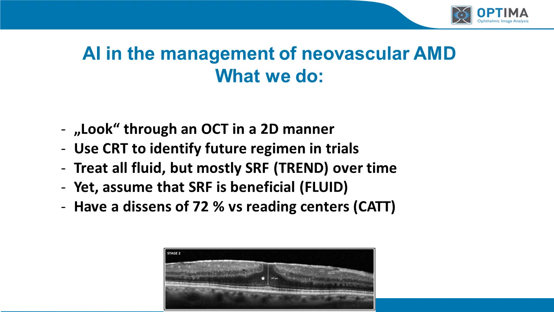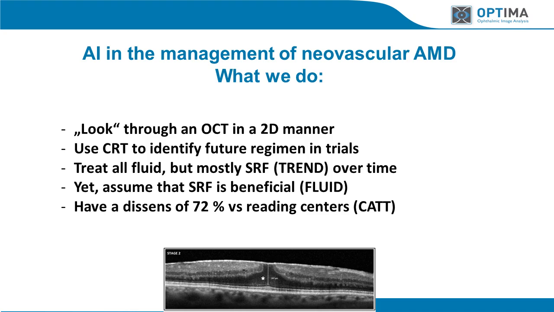So what are we doing in clinical routine? Usually we look through an OCT on a B-scan basis, and that means that we have a 2D image. In most of the clinical trials that are going on as we speak, central retinal thickness is used for retreatment indication. In the real world, it is often treat all fluid, which guides patient management.